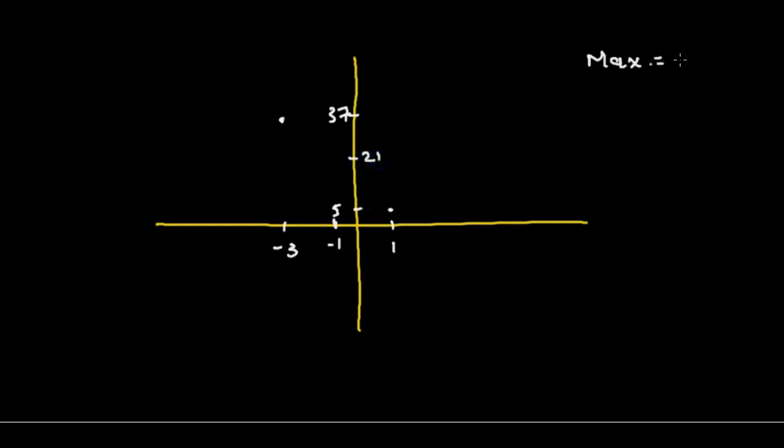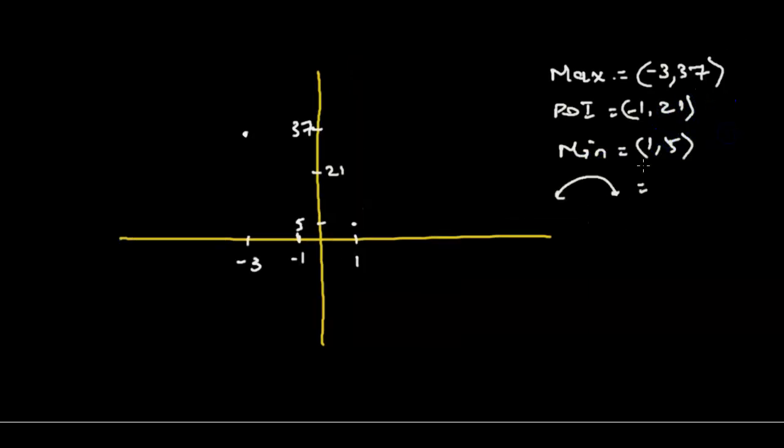Just to put it all together, the max point is (-3, 37), the point of inflection is (-1, 21), and the min point is (1, 5). The graph is concave down from negative infinity to negative 1, and the graph is concave up from negative 1 to positive infinity. We would use all of this information to complete the graph.